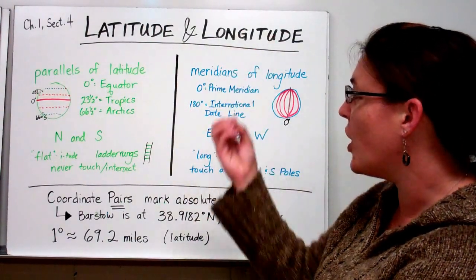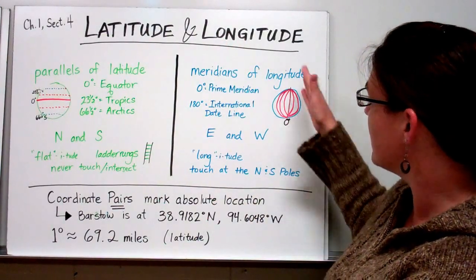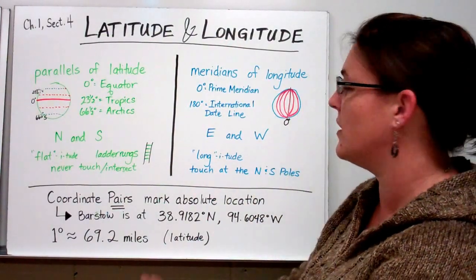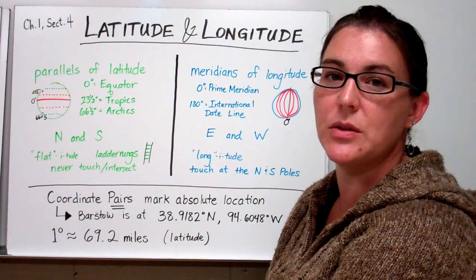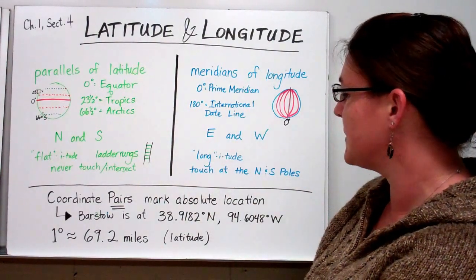We like to think of long hair. If this was someone's long hair going up and down, that might be a memory trick that helps you differentiate longitude lines.